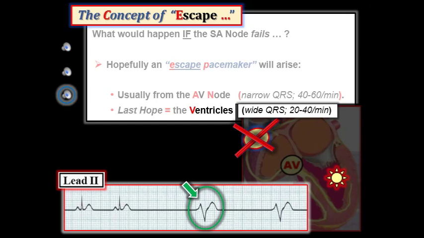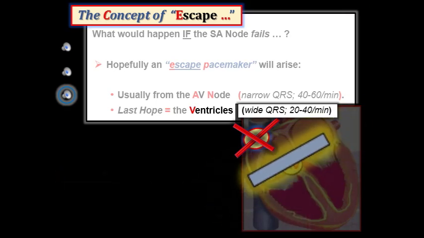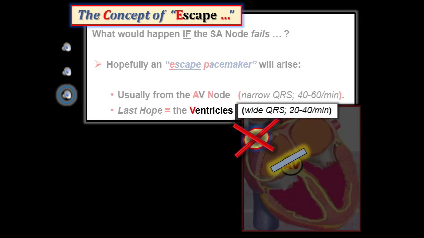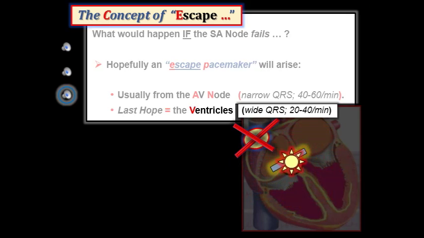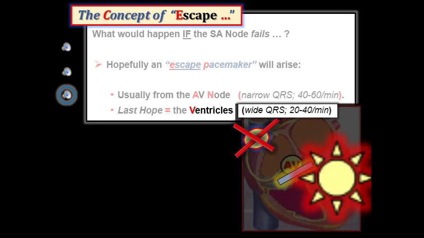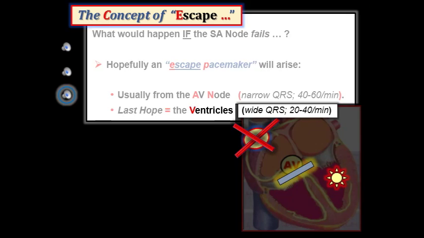The importance of being aware of the different potential sites for an escape pacemaker is that complete AV block may occur at either the level of the AV node, in which case the QRS complex of the escape pacemaker will be narrow at a rate between 40 to 60 per minute, or complete AV block may occur at a lower level, that is below the AV node, in which case the escape pacemaker will have to arise from the ventricles, in which case the QRS complex of the escape pacemaker will be wide and much slower, most often at a rate of between 20 to 40 per minute.